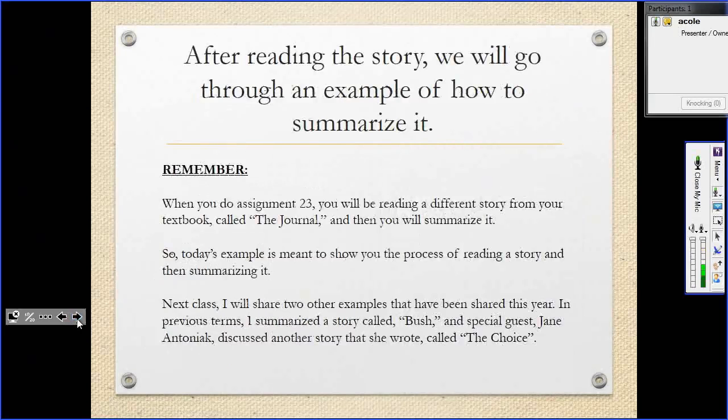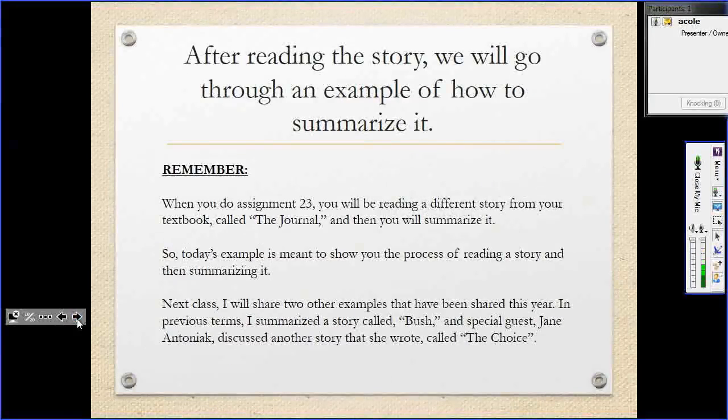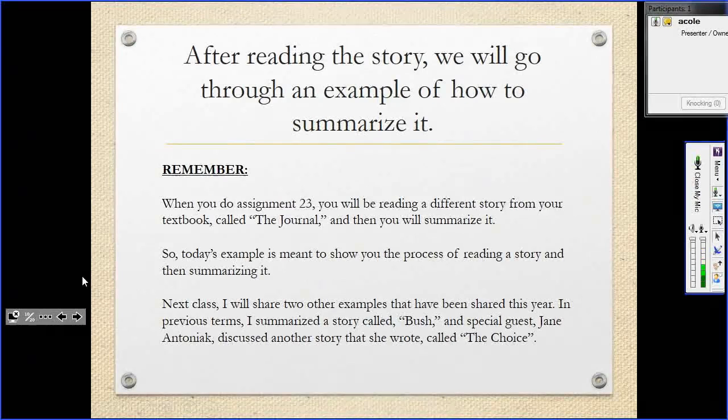All right, so just to explain what we're doing here. After reading the story, we will go through an example of how to summarize it. So just remember that when you do assignment 23, you will be reading a different story from your textbook. It's called the journal, and then you will summarize that story. Right? So this is just an example to explain how to go about summarizing a short story.